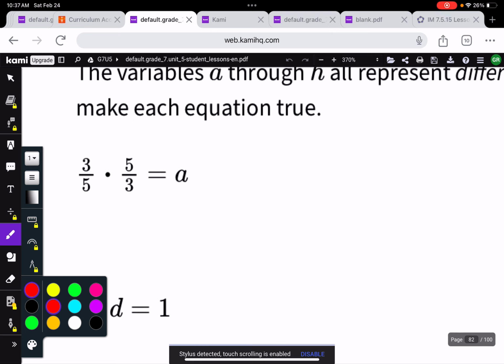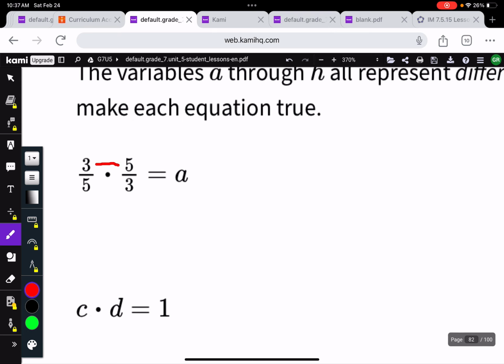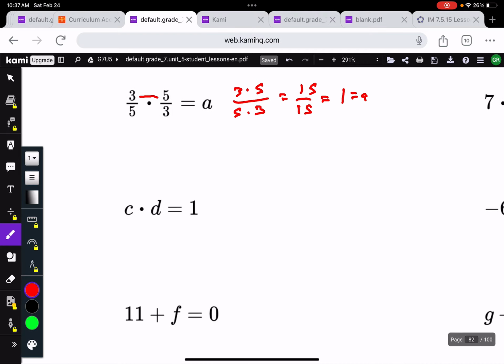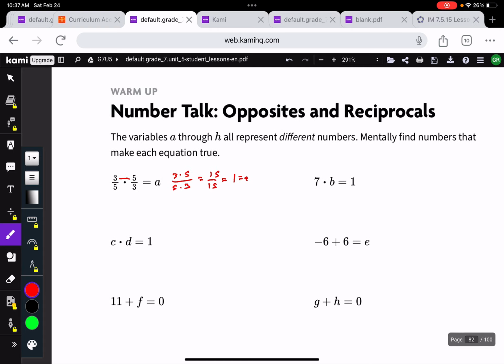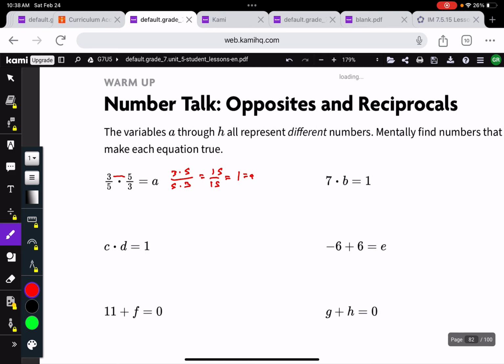So essentially it's saying do 3/5 times 5/3. So that's 3 times 5 over 5 times 3, which is 15 over 15, and wait a second, that's just 1. So guess what? A equals 1. Let's look at this. A equals 1. Oh, they all represent different numbers. So C and D cannot also equal 1. Maybe that's what they're saying here.